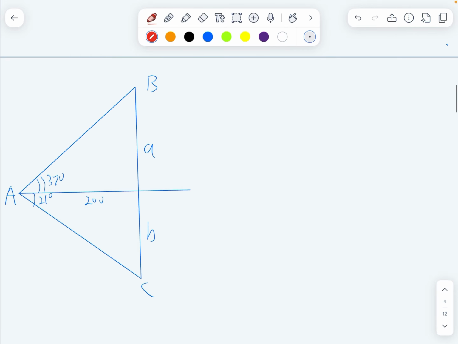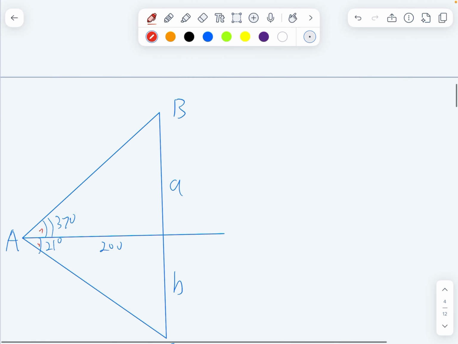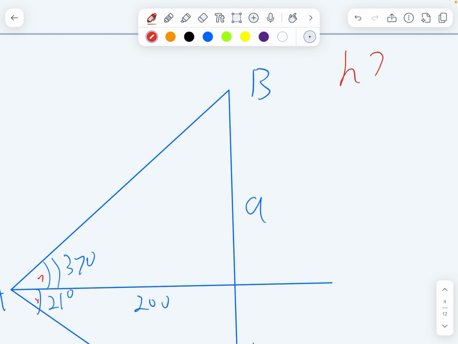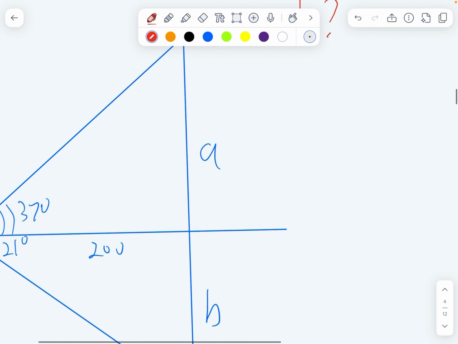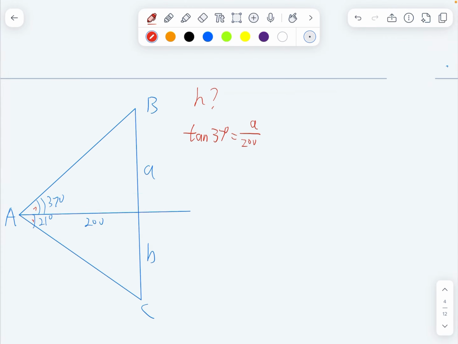The third one is where we have two triangles. The first one is 37 and the second one is 21. For the main question, we need to find the total height. First, we use the first triangle with the 37 degree angle.